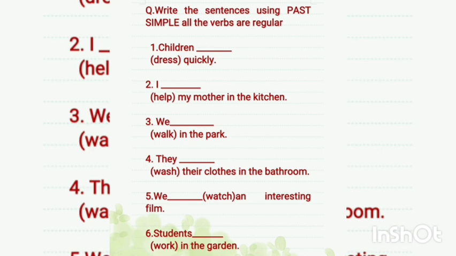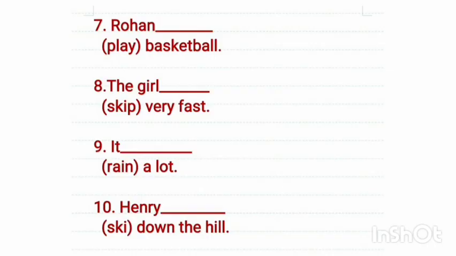I dash help my mother in the kitchen. We dash walk in the park. They dash wash their clothes in the bathroom. We dash watch an interesting film. Rohan dash play basketball. The girl dash skip, in the bracket skip, very fast. It dash rain, in the bracket, a lot. Henry dash kite down the hill.